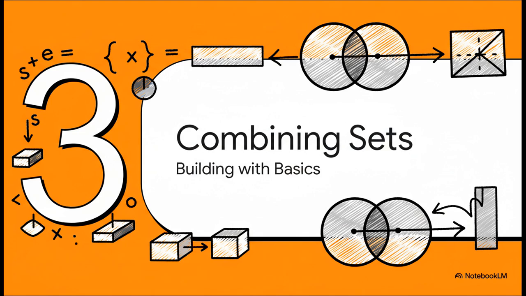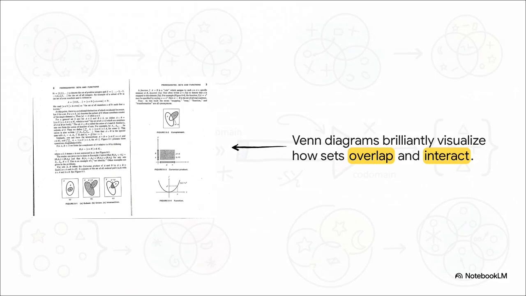Okay, so now that we have our nouns, the next logical step is to see how they interact, right? How can we combine them and compare them to start building more interesting ideas? This is where Venn diagrams come in, and they're a fantastic tool. Why? Because they take these abstract rules and make them immediately visual and intuitive. You can actually see how the sets overlap and interact with each other.